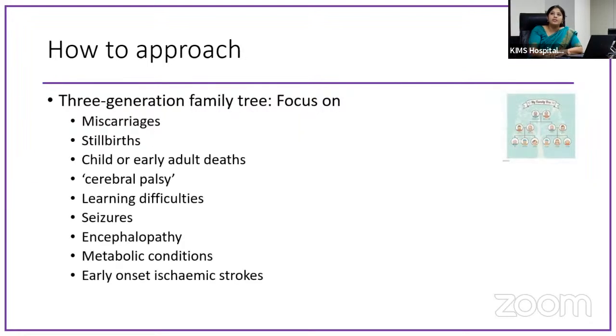So a 3-generation family tree should be made with a focus on miscarriages, stillbirths, and deaths in early adulthood or childhood. Multiple people with cerebral palsy, because then many times it is not just cerebral palsy. It is probably an underlying metabolic or genetic disorder which results in neuromotor deficits. People having learning disabilities, seizures, encephalopathy, metabolic conditions. Now, many metabolic conditions which are not presenting with acute life-threatening forms, or minor or intermediate forms of metabolic disorders, can present with learning difficulties and seizures alone. Early onset ischemic strokes again should be asked for in kids who are presenting with acute onset encephalopathy.